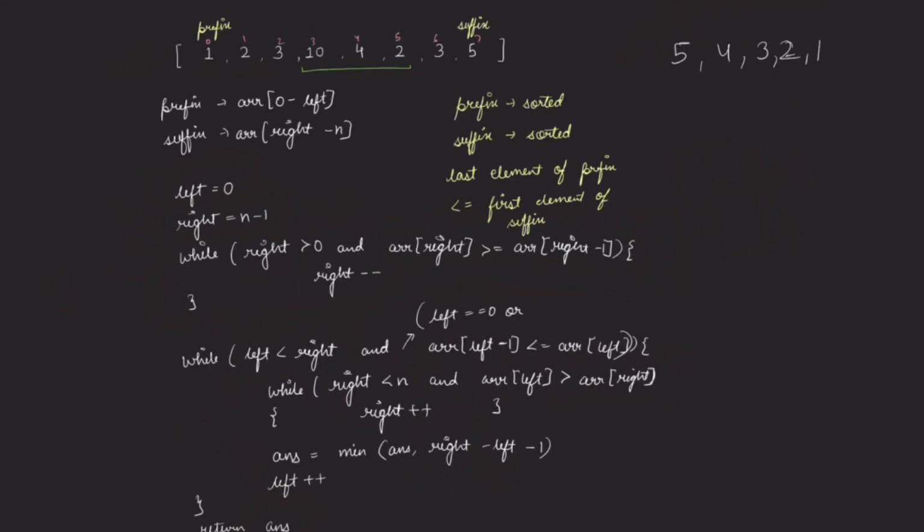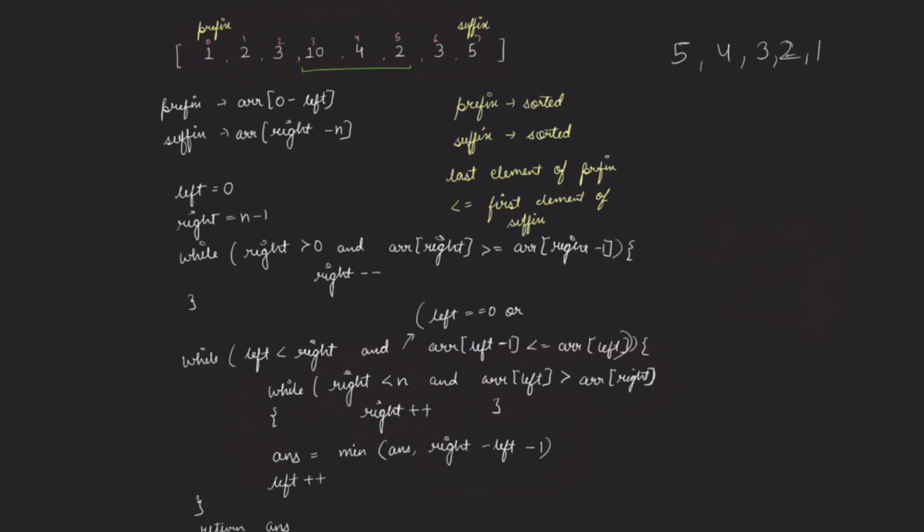Now in this case, when you come here, this condition will be satisfied. Left is 0, you will go inside, right is less than n, and arr of left is greater than arr of right, and you will do right plus plus. Now right will become equal to n, so you will come out of this loop, right? So now you will do right minus left minus 1. So right would be 8, left would be 0, and then you would do minus 1. So it will be 7, meaning 7 elements should be removed, either from the start or from the end, right?